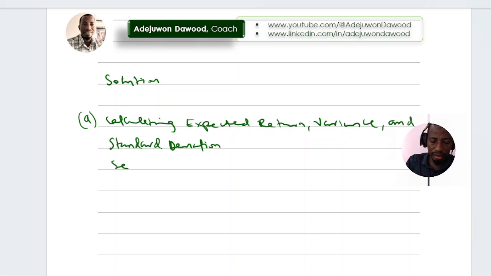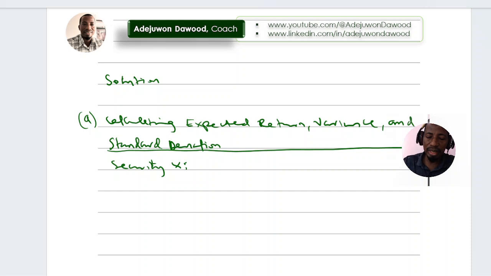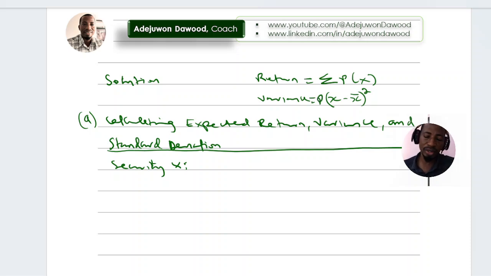So for security, you do it for each security separately. So for security X, for me to be able to compute, remember, we said that return is calculated as the summation of probability of X, and then variance is computed as X minus X bar squared, then the probability multiplied by X minus X bar squared for security X.